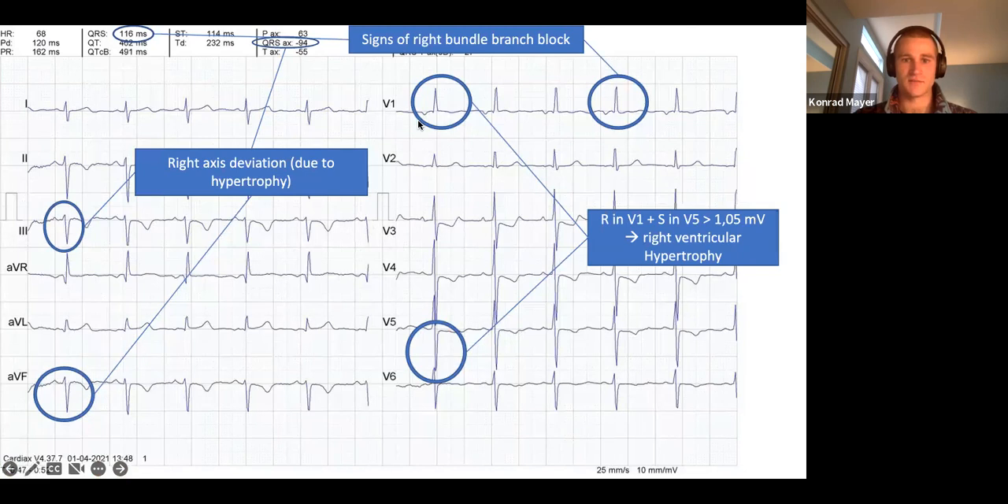Yes, so that's extreme deviation. Exactly. Okay. Okay, moving on to the next slide.